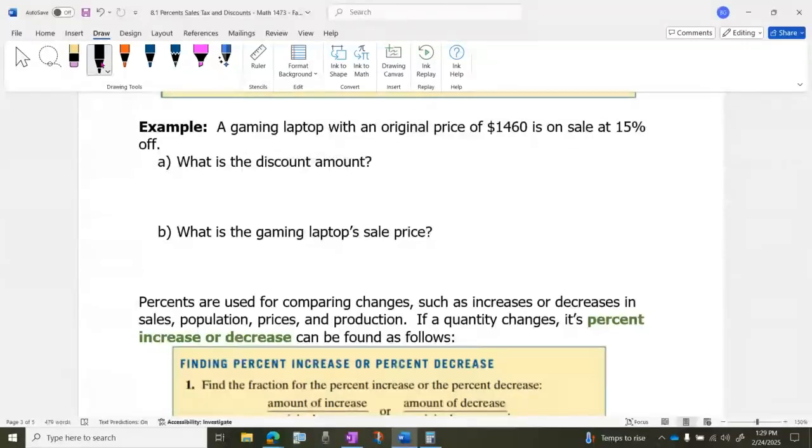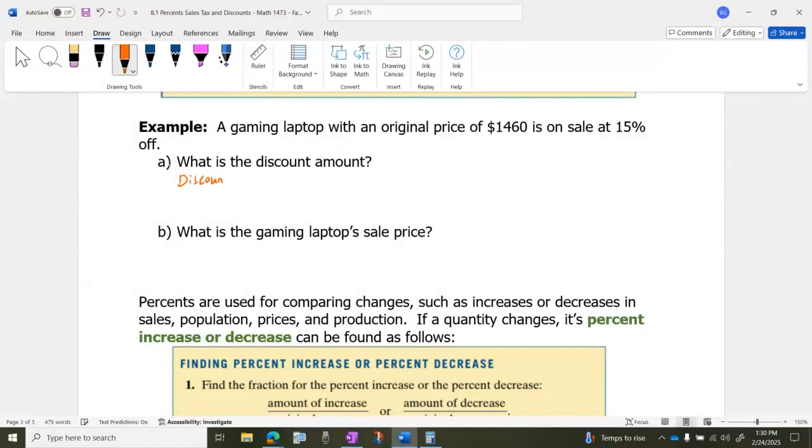When you go to a mall, you see a product you want to buy is on sale. Let's say the laptop is on sale, 15% off. Then that means compared with purchasing the laptop at the original price, you are going to save some money. And the money you save is called the discount amount. All right. So part A, what is the discount amount? Let me give you the formula.